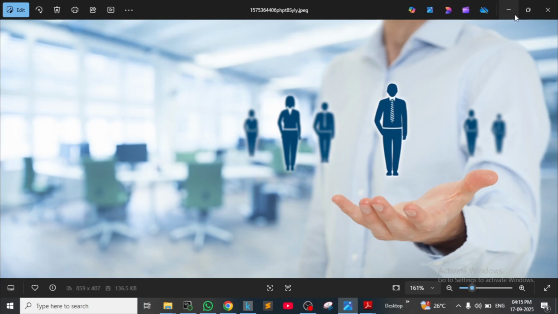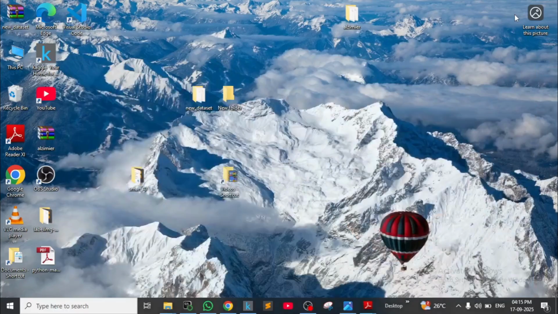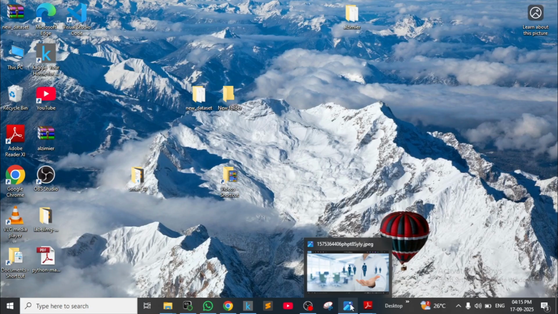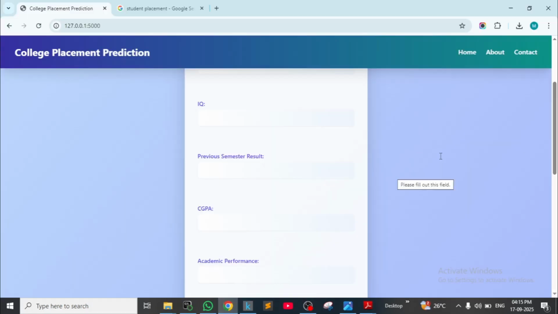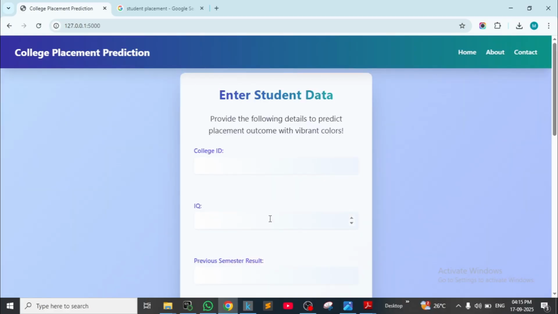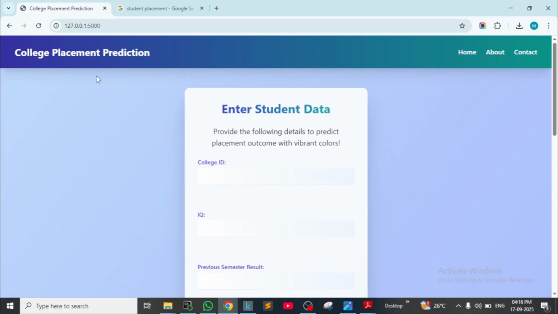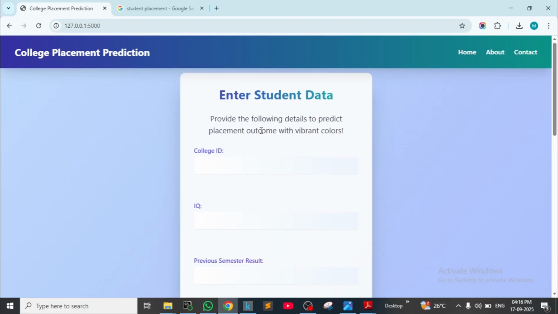Before that, I will show you how we built an application for this model, so you can easily come to know our model by looking at the application setup. See, this is the interface of our model: College placement prediction, home, about, contact. Enter student data. Provide the following details to predict placement outcome.